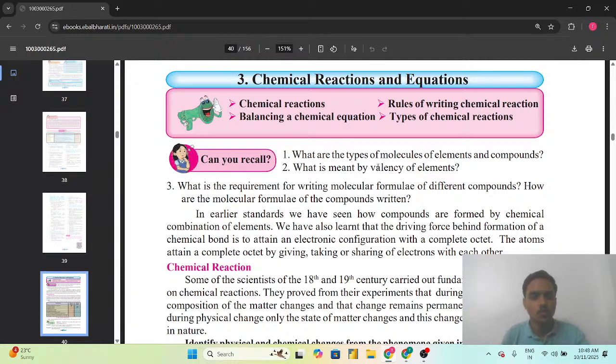Hello everyone. We are going to start with our new chapter of the class 10 science one, that is chapter 3, chemical reactions and equations. So, in this chapter, we are going to study about chemical reactions, rules of writing a chemical reaction, balancing a chemical equation, types of chemical reactions, and many more.